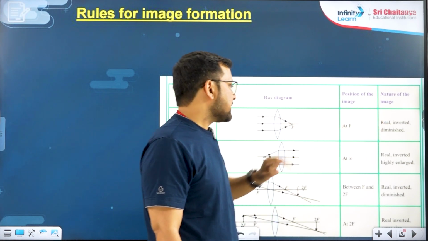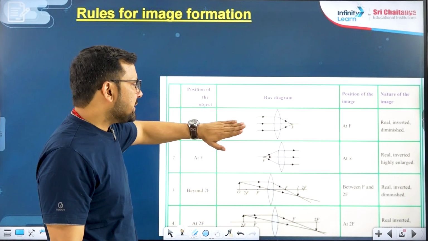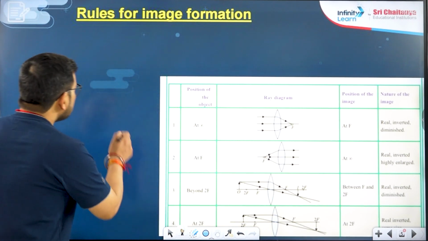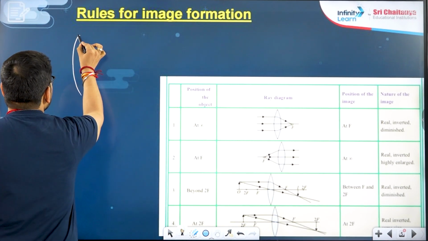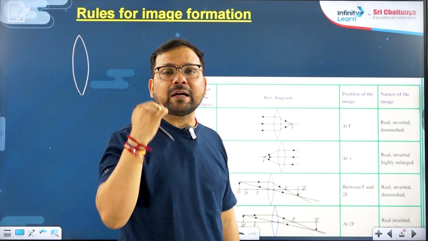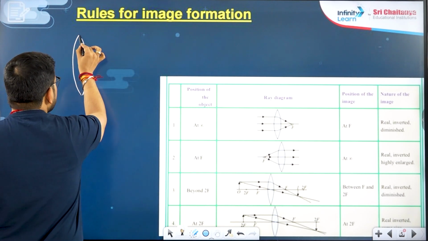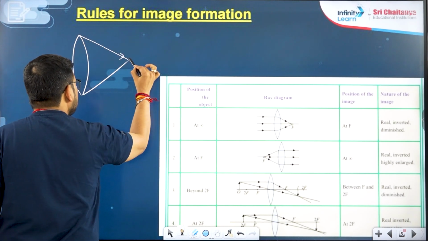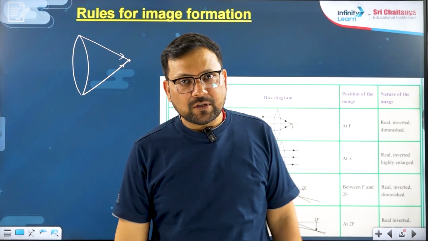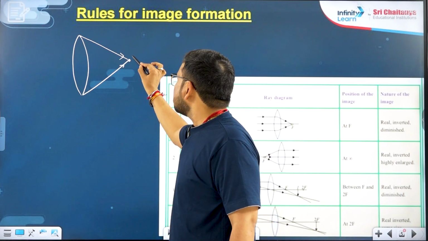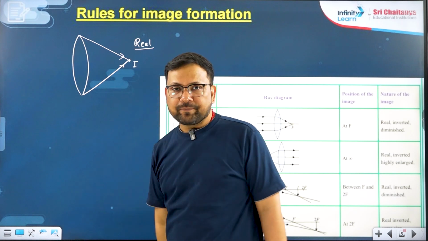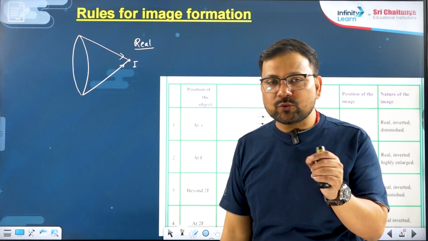Real, inverted, diminished. Now just one basic discussion we will make on real, inverted and diminished. Real means when light is refracting through the lens, the image is formed because of refraction. Lens is a refracting device here. So after refraction, are these rays actually meeting here? Are they actually converging here? Or do they only appear to converge? We can see they are actually converging here. This actual convergence gives you the idea that the image is real. Got that? The image is real because the rays are actually converging there.